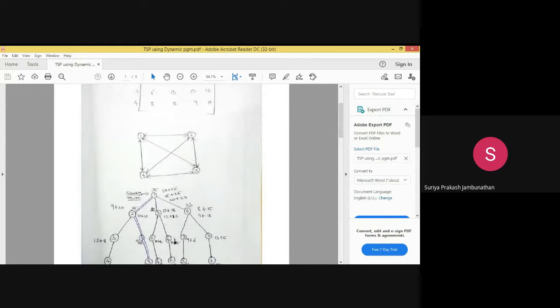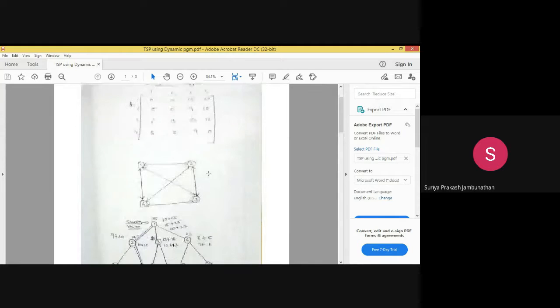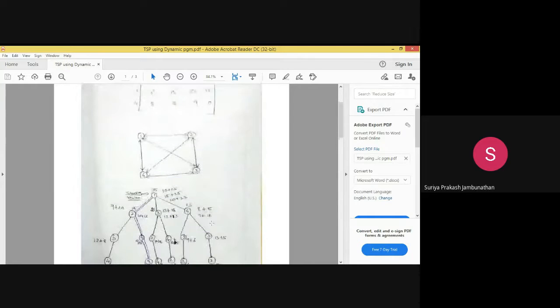Via 4 there are two ways, again 4 to 2. 4 to 2, 8 plus 15. 9 plus 6 is 15. 8 plus 15 we are putting. 4 to 3, what is the distance? The distance is 9. So 9 plus 13 plus 5. 13 plus 5 is 18. So 9 plus 18. Okay.